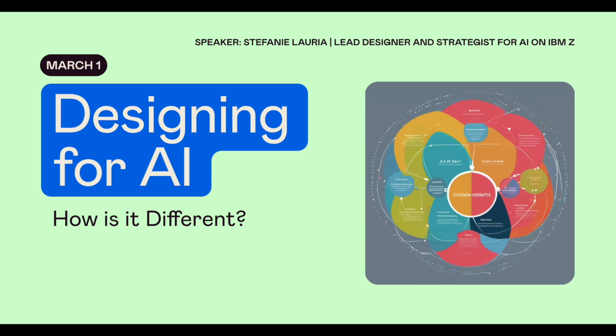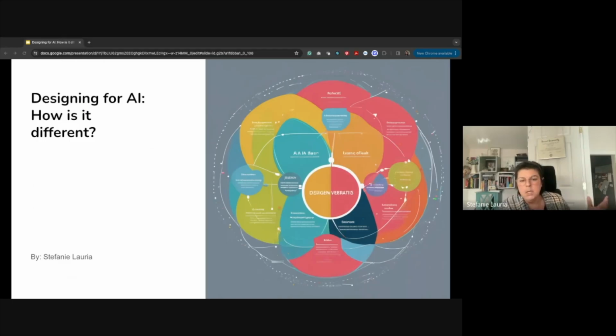So the talk today is about designing for AI and how it is different from any design that you might have done before. We'll go into a little bit of detail about that, and I'll give you a few pointers. But I want to make sure I'm setting the right expectation for this conversation. Designing for AI is a shift in paradigm, I would say, for all of us designers who've been designing, because it is very different from traditional computation.